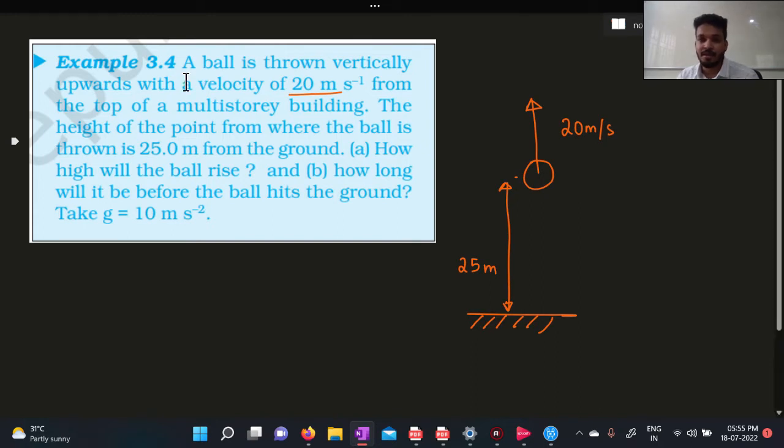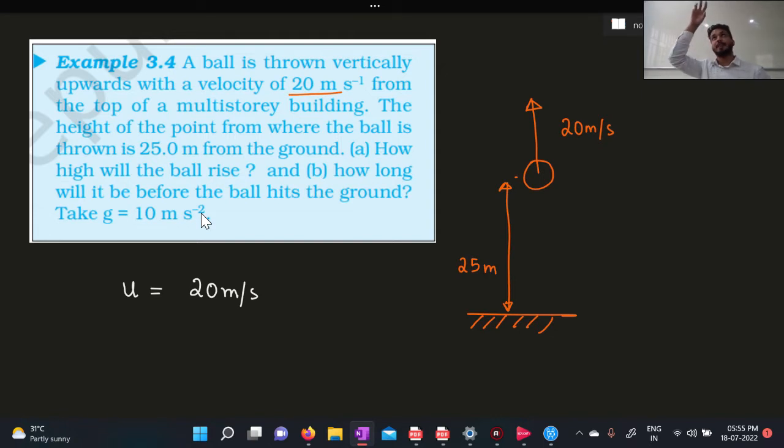Very easy questions. I'm going to use the three equations of motion to solve this. I know the initial velocity of travel is 20 meter per second. Whenever a ball reaches the maximum height, at exactly the maximum height, the velocity of the body is going to change in the opposite direction. But before that happens, at exactly the maximum height, the velocity has to become zero. So what I can say is the final velocity at the maximum point is going to be zero meter per second.